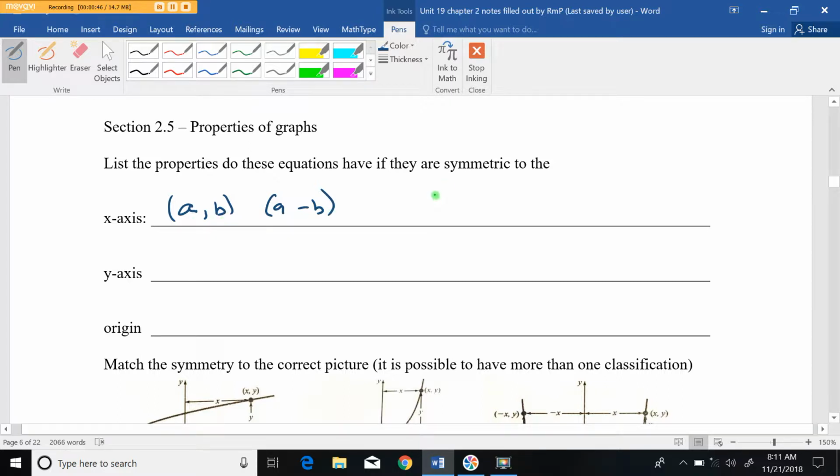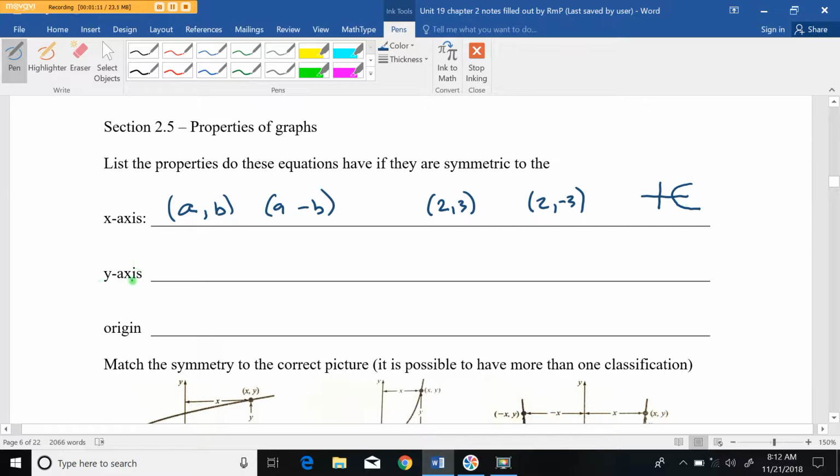So for example, if the point (2, 3) is on a graph of some function, and that function is symmetric about the x-axis, then the point (2, minus 3) also has to be on that graph. An example, if you think back to parabolas, those horizontal ones, there's an example of that. Maybe the points (2, 3) and (2, minus 3).